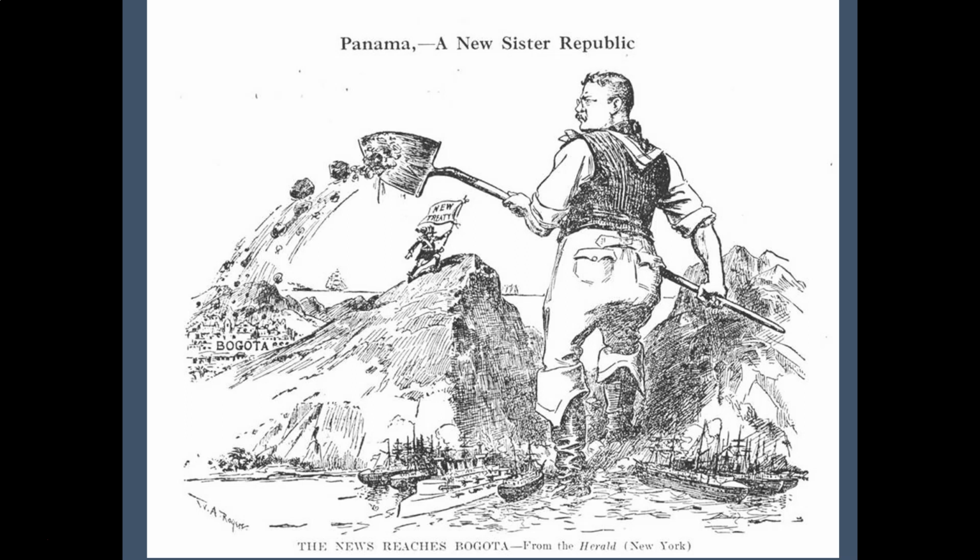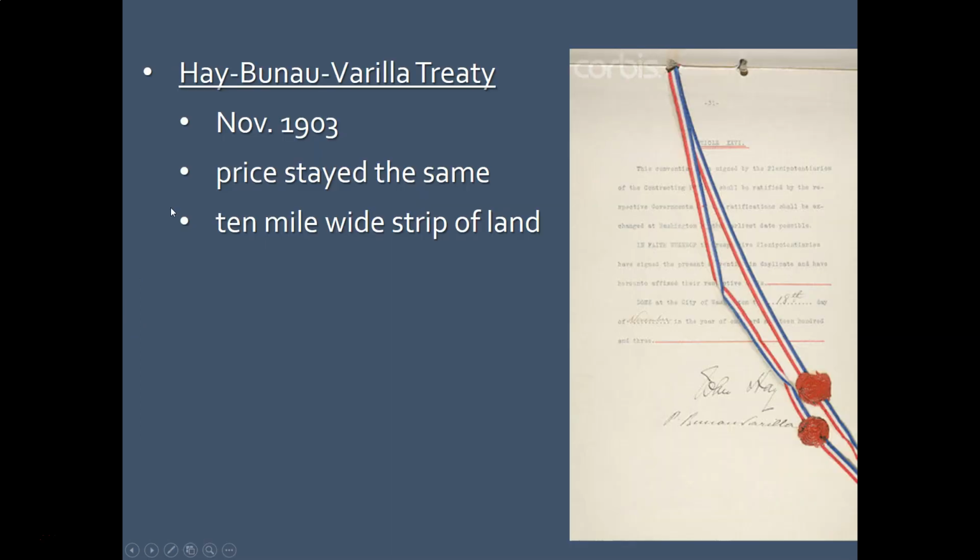And that shadiness is really the subject of this political cartoon. You've got Teddy Roosevelt here. He's dumping the dirt as he's digging the canal onto Bogota, which is the capital city of Colombia. Now, what comes out of this rebellion is something called the Hay-Bonaventure Treaty. Hay was a reference to America's Secretary of State at the time, and Bonaventure was that French agent we just talked about. And this was signed in November of 1903.